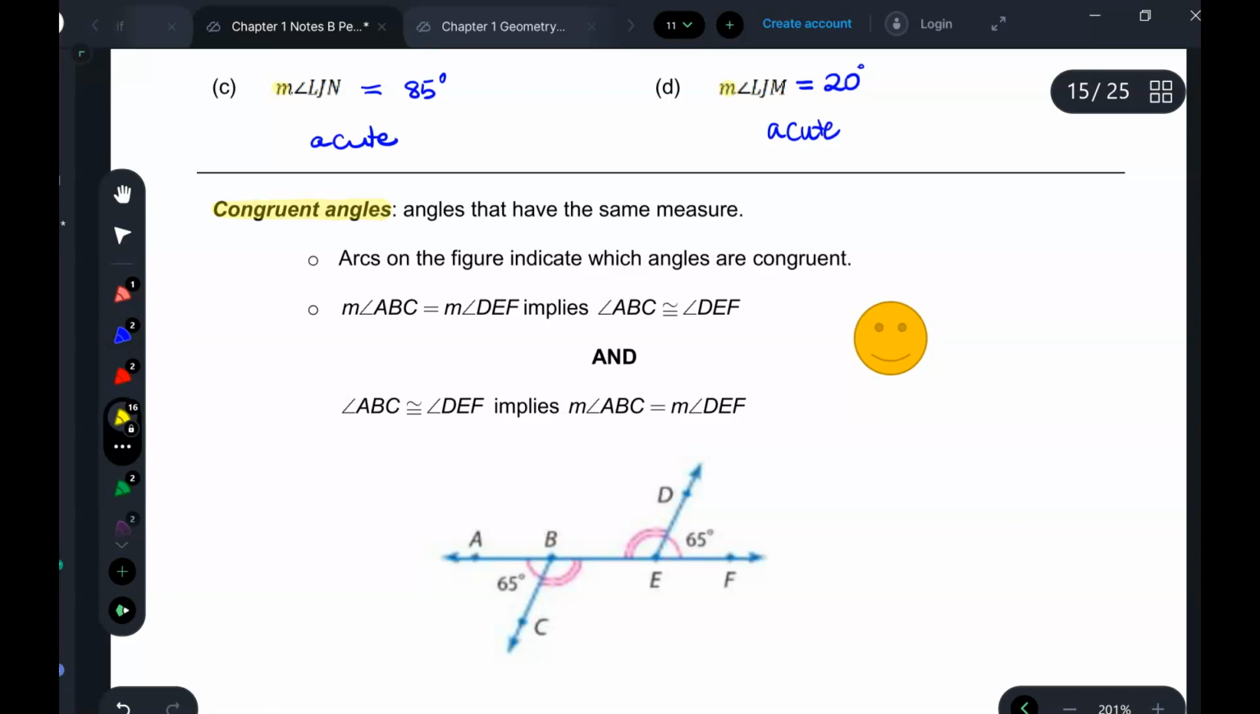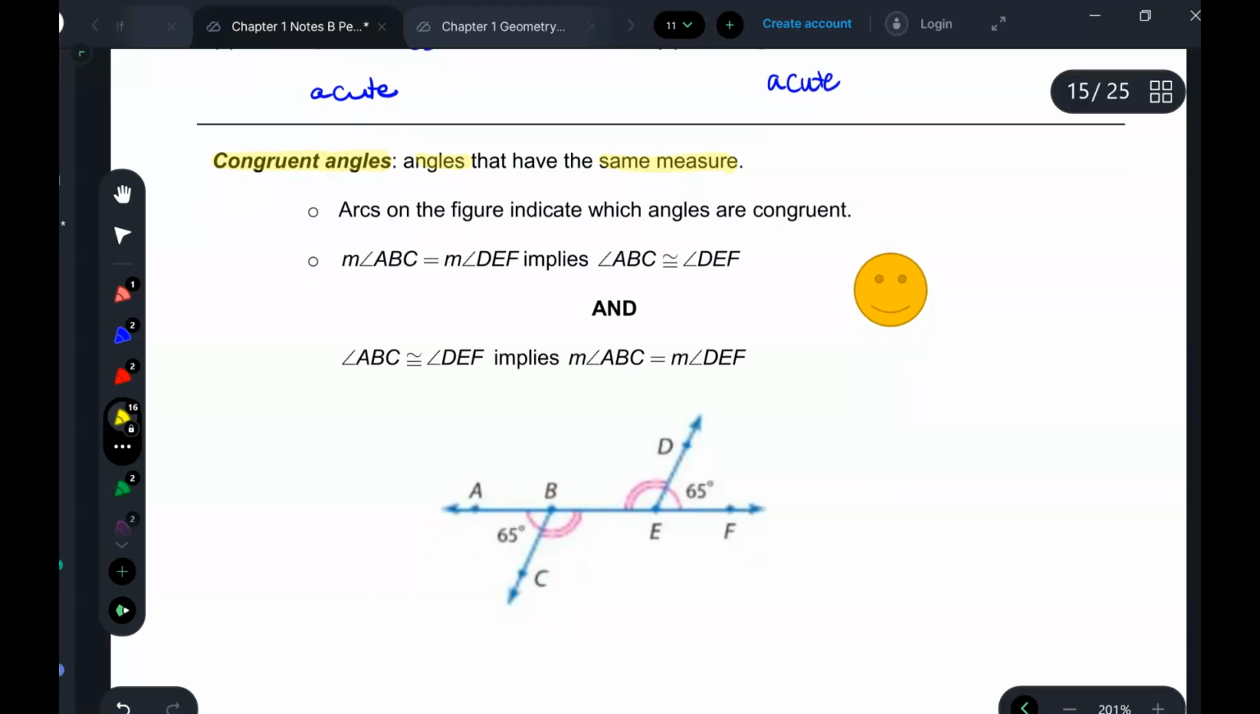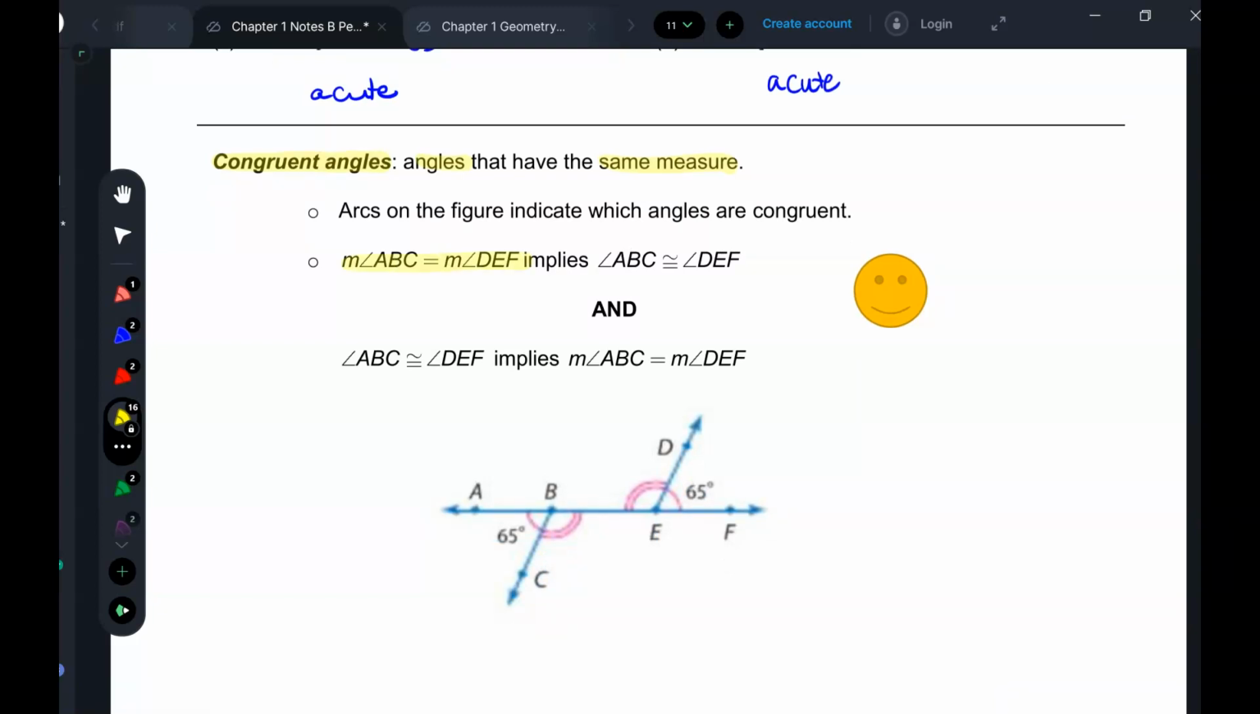Okay, we talked about congruent segments. Those were segments that have the same measure. Well, congruent angles are just angles that have the same measure. This is a specific definition. Congruent angles are just angles that have the same measure. Now, notice how I wrote it here. The little m in front says the measures are equal. This means that they have the same degree. Therefore, the actual angles are congruent.